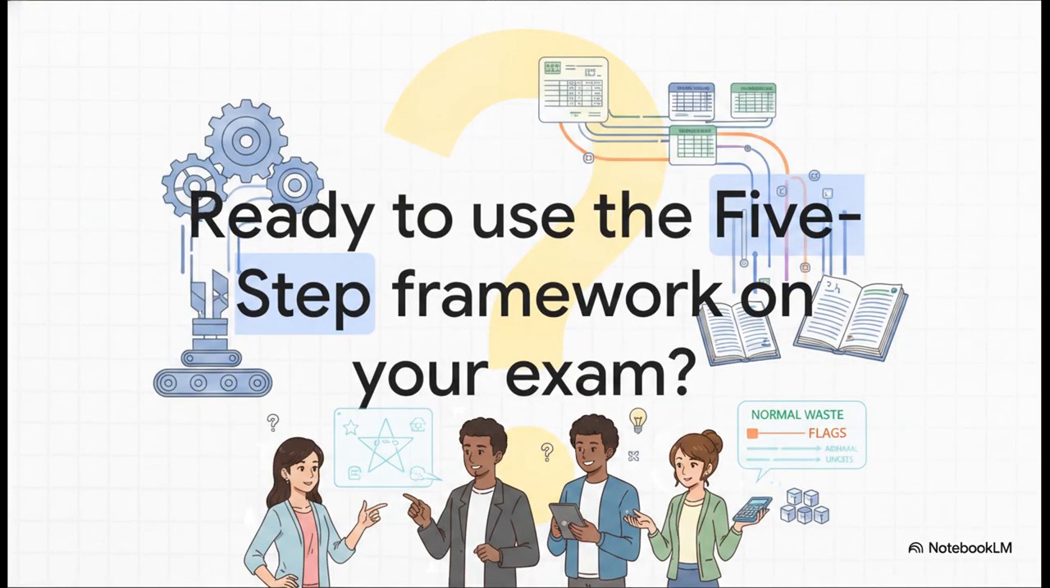By bridging the gap between actual physical factory flows and the complex accounting mechanics, you now have the exact tools you need to conquer process costing. Keep this 5-step framework handy, and I guarantee your process account will balance perfectly every single time.